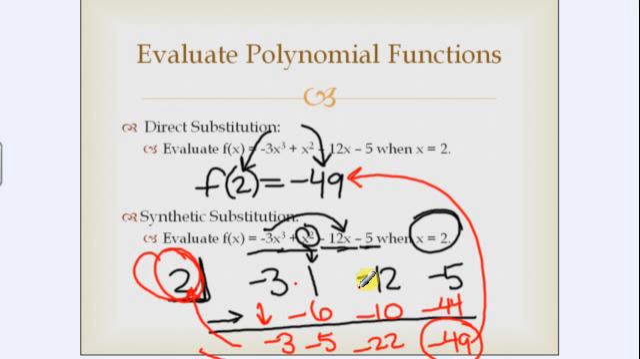Then I start by bringing down the first number. So I'm adding -3 to nothing. I get -3. And then from there, it's a process of multiplying by the 2, putting the next number here, and adding it to the next coefficient. All the way through, I add, multiply, add, multiply, add, multiply, and my final number is the answer.